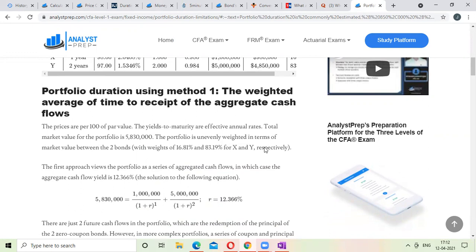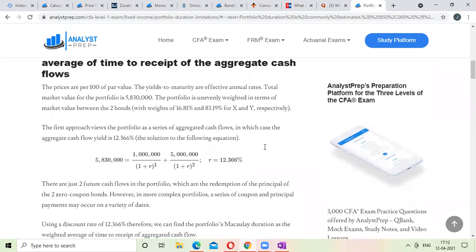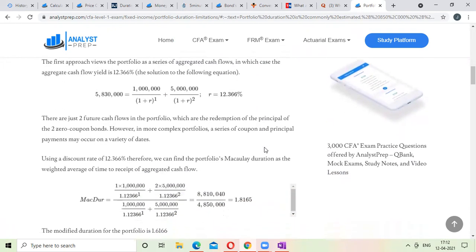You know this is the total market value of the portfolio. And you remember we are first finding out the yield to maturity. So how will you find out the yield to maturity? That is nothing but equivalent to IRR. Yield to maturity is equal to IRR. That is, the present value of cash outflows should be equal to the present value of cash inflows. So you got your yield to maturity, 12.366%. I don't think I have to explain this again and again.